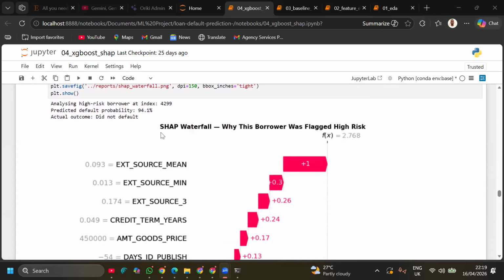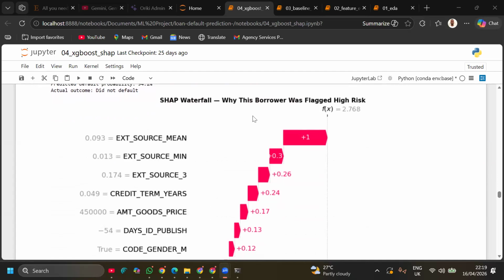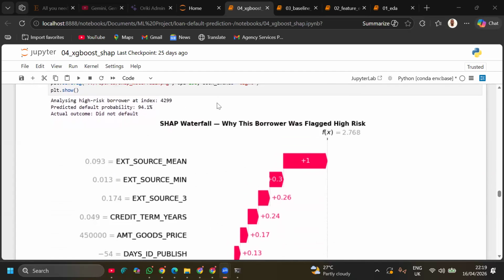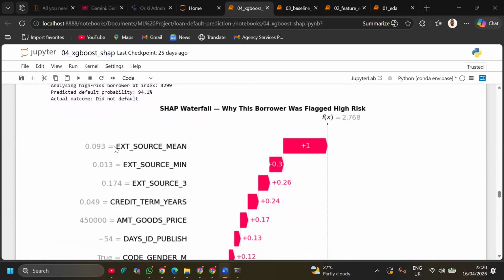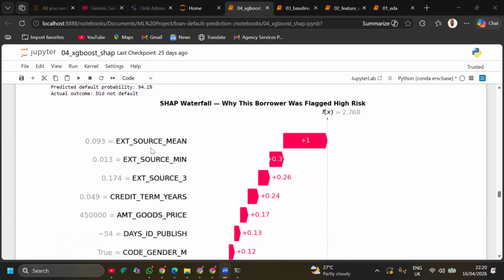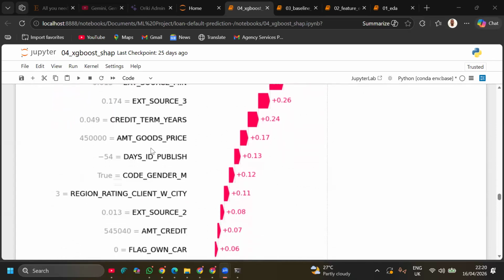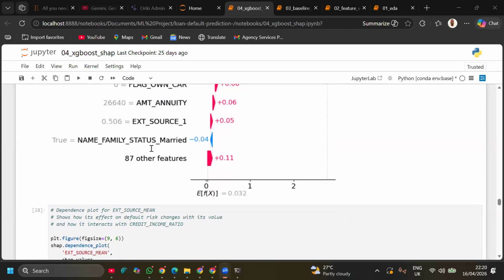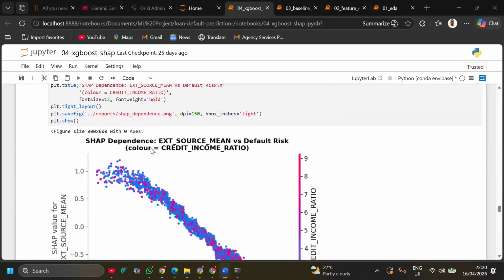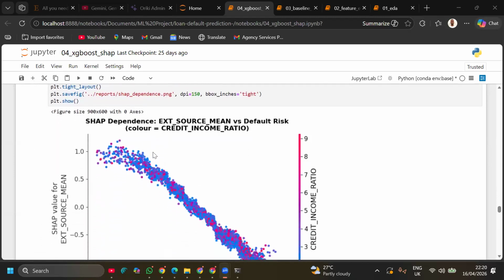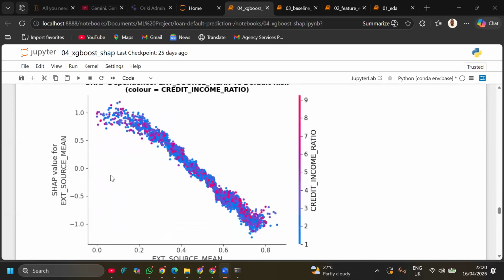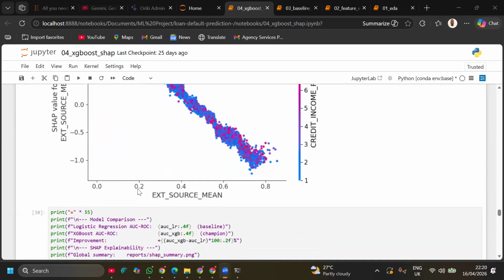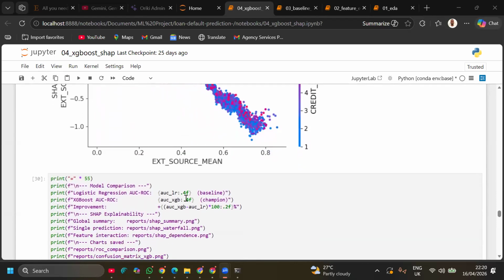So going by the SHAP waterfall, why was this borrower actually flagged high risk? We can see that this is trying to tell us that 93% is for the credit bureau score, and we have it like that across the different features that we have in our data sets. So this part is just trying to show the correlation between the SHAP and the credit bureau score.